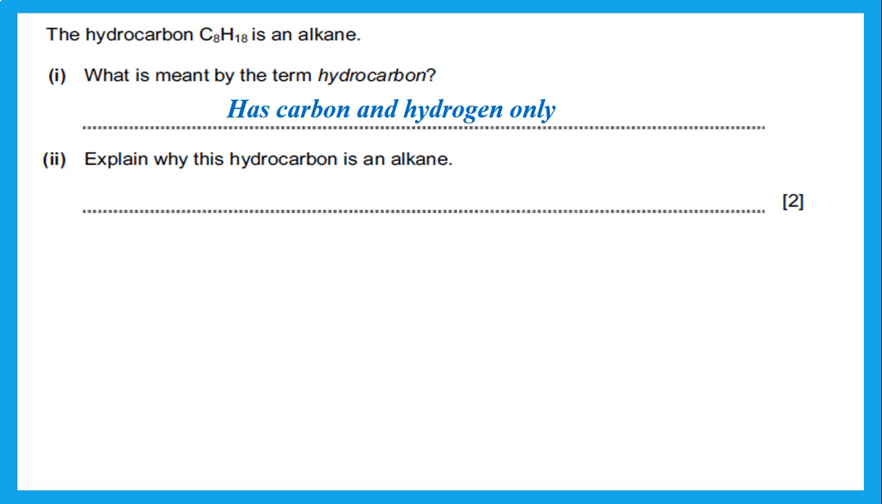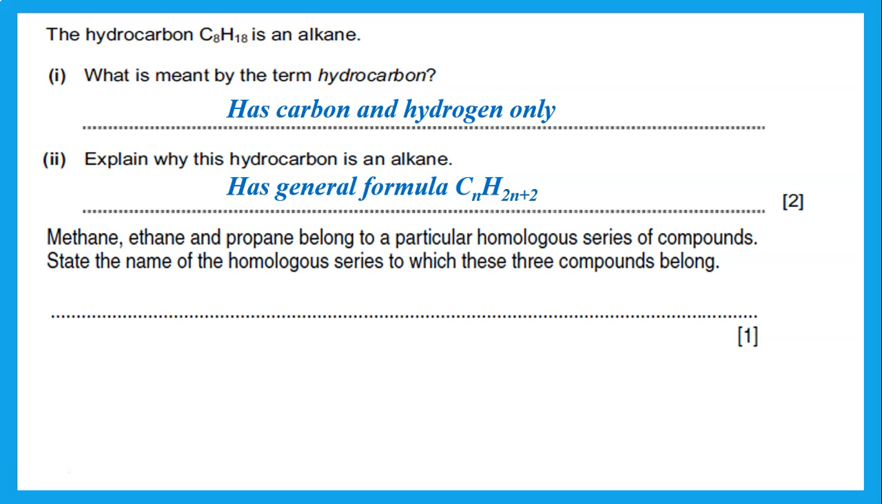Explain why this hydrocarbon is an alkane. So it is giving me C8H18. Why do we think it's an alkane? You should remember the functional group of alkanes. The functional group of alkanes is single bond. Now, what about the general formula? The general formula of alkanes is CnH2n+2. That means if it's an alkane, the number of hydrogens should be twice the number of carbons plus 2. So C8, twice of 8 is 16, plus 2 is 18. This follows the general formula of alkanes.